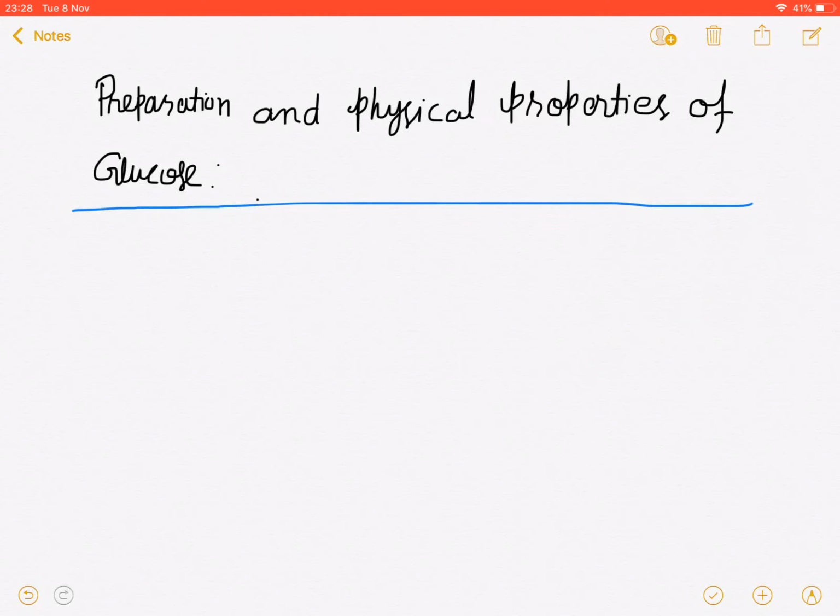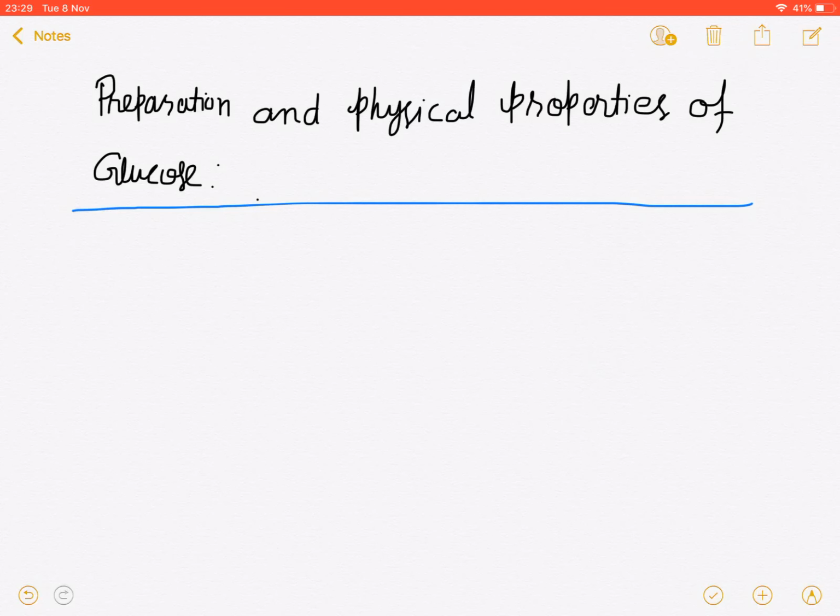Hello everyone, so let's move on to our next topic, that is preparation and physical properties of glucose. First of all, I want to talk about the preparation of glucose, then I want to talk about the physical properties of glucose. As far as preparation is concerned, glucose is prepared commercially by hydrolysis of a starch with dilute hydrochloric acid at high temperature under pressure. So what does this actually mean?